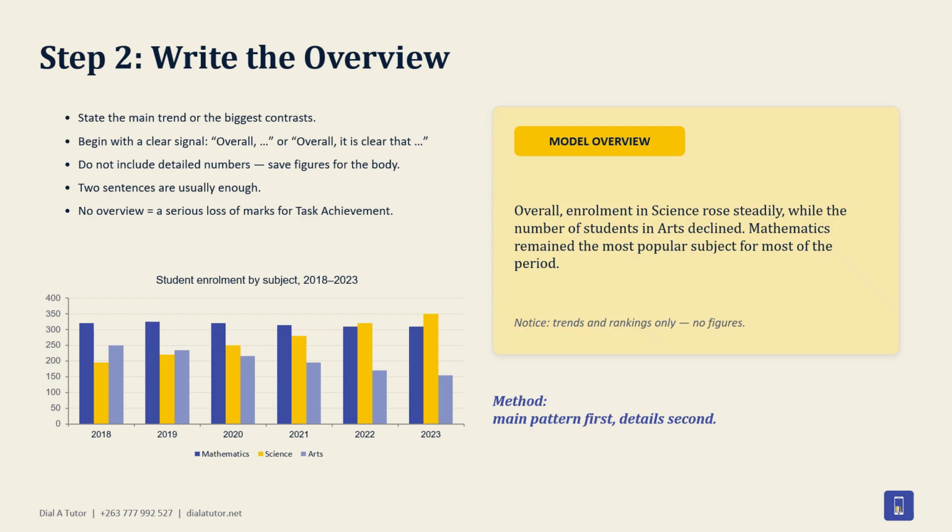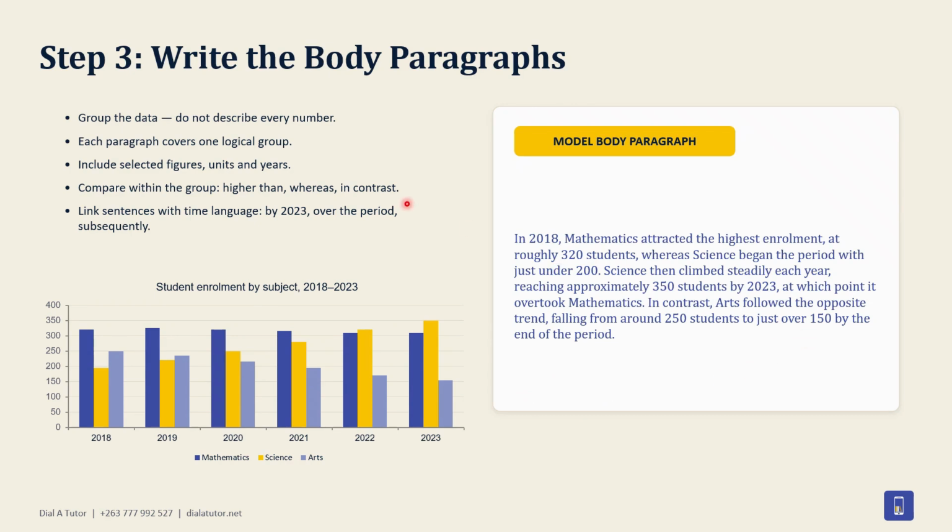Now let's proceed. The body paragraphs, this is where the fun starts. With the body paragraphs, we can clearly see it's still the same presentation. You have to group the data. Do not just describe numbers to say in 2018 mathematics was about 320. In 2019 mathematics was also about the same. In 2020, you have to then group the data. Make sure that if you're going to write more than 2 body paragraphs, each paragraph covers one logical group.